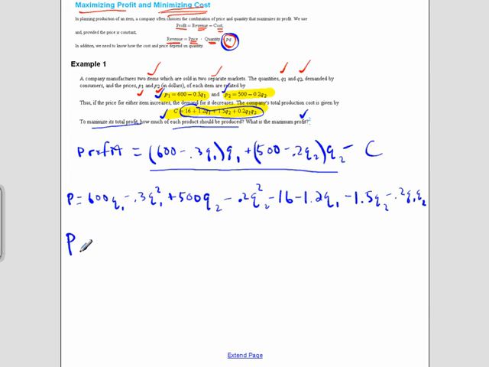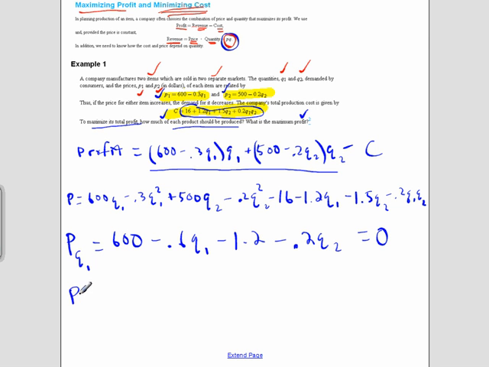So the partial derivative of profit as we change Q1. Well, going through, we're going to get 600 minus 0.6 Q1 minus 1.2. And then over here, minus 0.2 Q2. And we want to see when this equals 0.